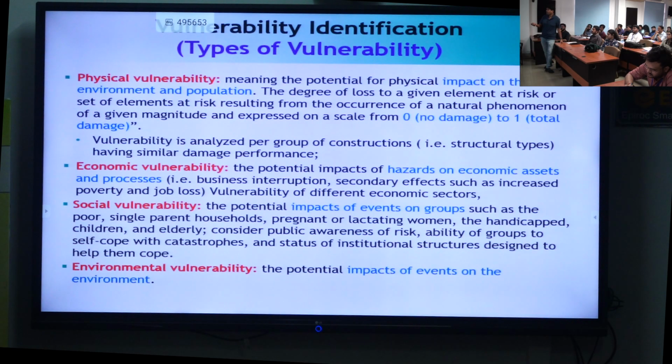Economic vulnerability is the potential impact of hazard on economic assets and processes, business interruption. Secondary effects such as increased poverty and job loss, especially dealing with the economy.